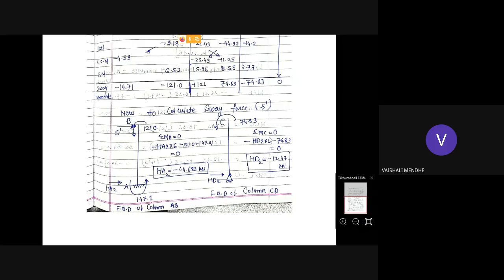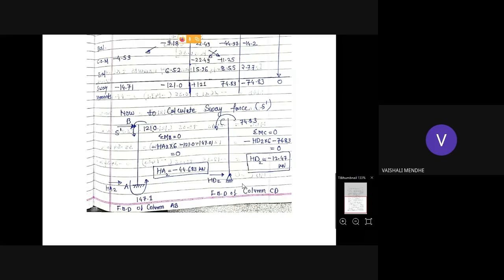Then similarly plot the free body diagram of column CD. At end D it is a hinge end, so the moment is 0. So for reaction HD2 and the moment coming on CD, it is -74.83. This is the moment along CD. It is minus, so I have shown it in the anticlockwise direction. Again you take the moment at C. So you'll get the reaction HD2 equal to minus 12.47 kilonewton. So the reaction is found.